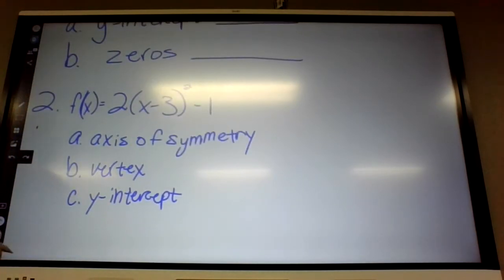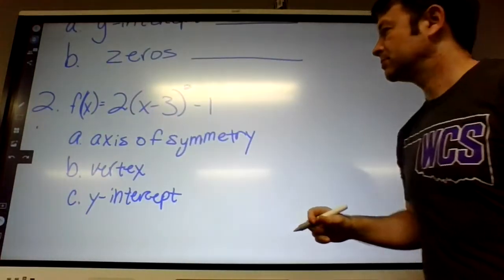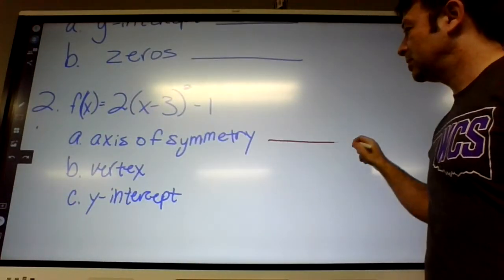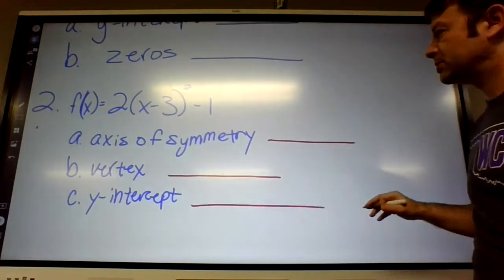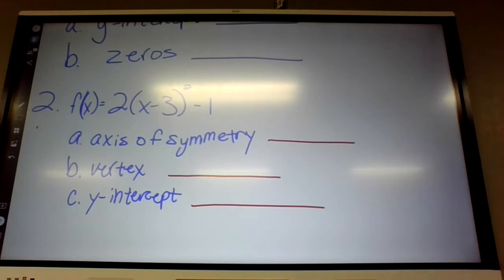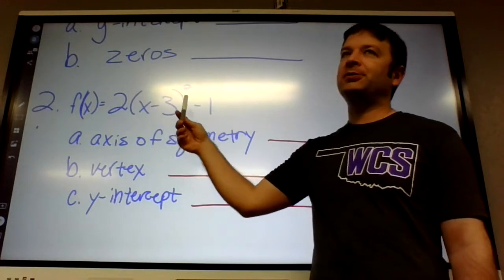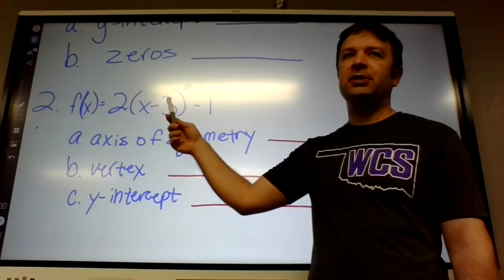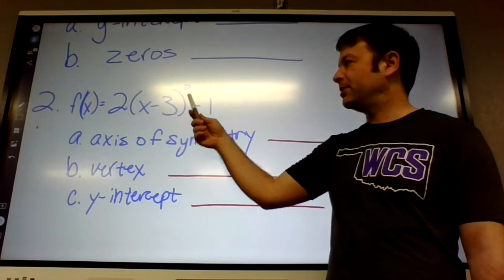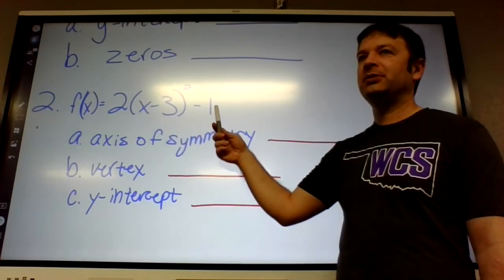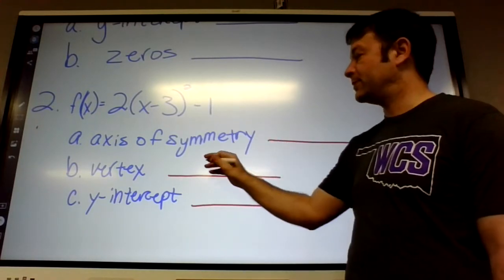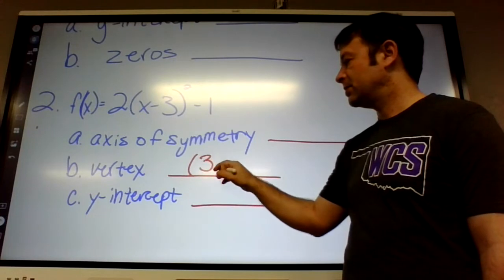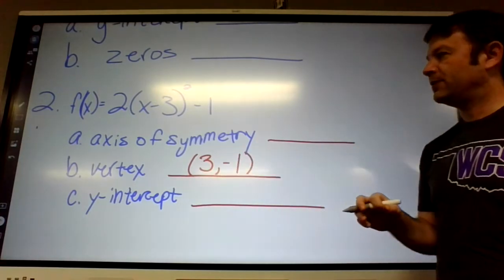Ooh, at the bottom. Probably should answer B first on this one. I would. What does the x minus 3 do to the graph? Yeah, so over to the right. Right 3. What does the minus 1 out here do? Down 1. So if the graph moves right 3 and down 1, where's the vertex? 3, negative 1.